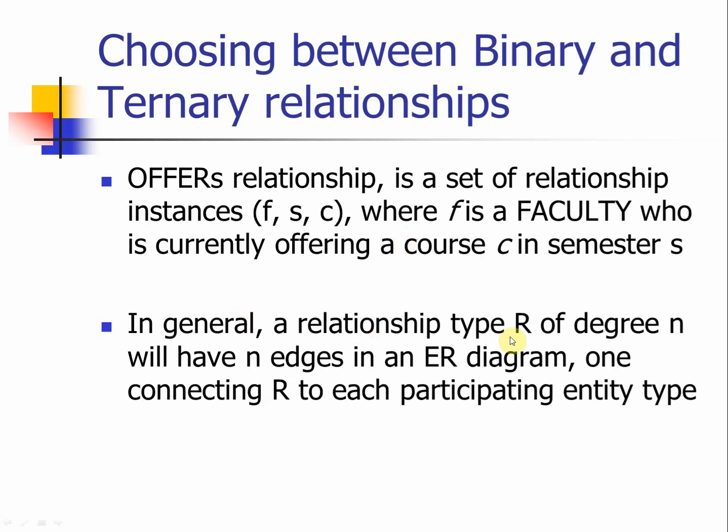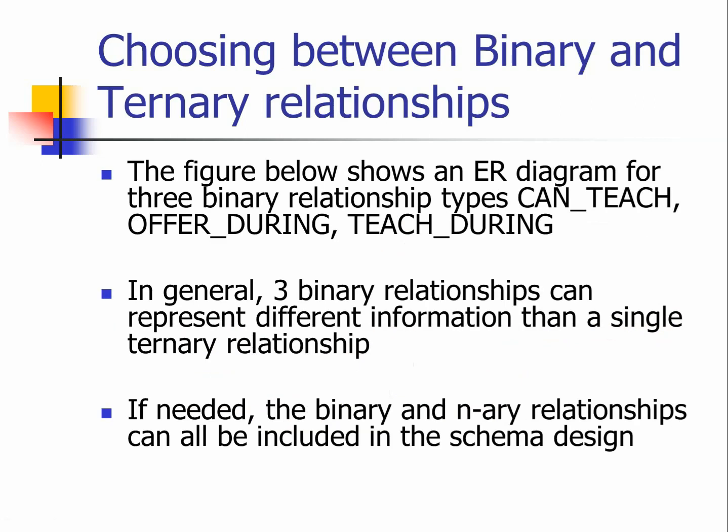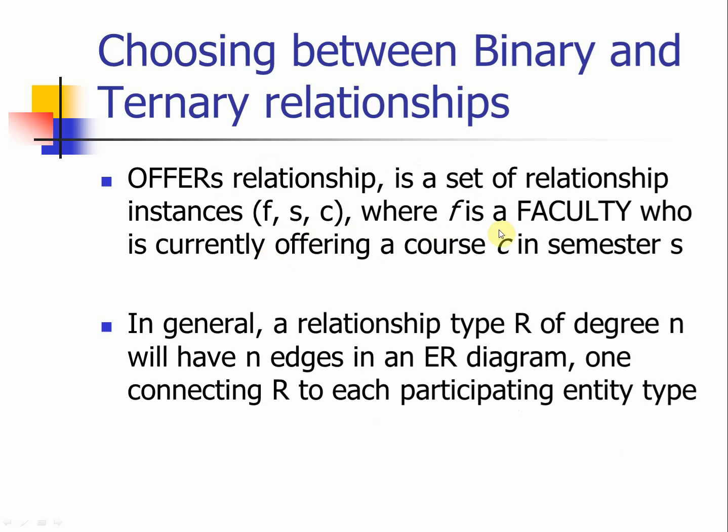In general, a relationship R of degree n will have n edges in the ER diagram, one connecting R to each participating entity type. So if that's a ternary relationship, you will have one diamond shape that connects 3 entities. The figure below shows the ER diagram for 3 binary relationships: can teach, offer during, teach during. I want to show you that these 3 binary relationships are not equivalent to what we have seen in faculty currently offering a course in what semester.